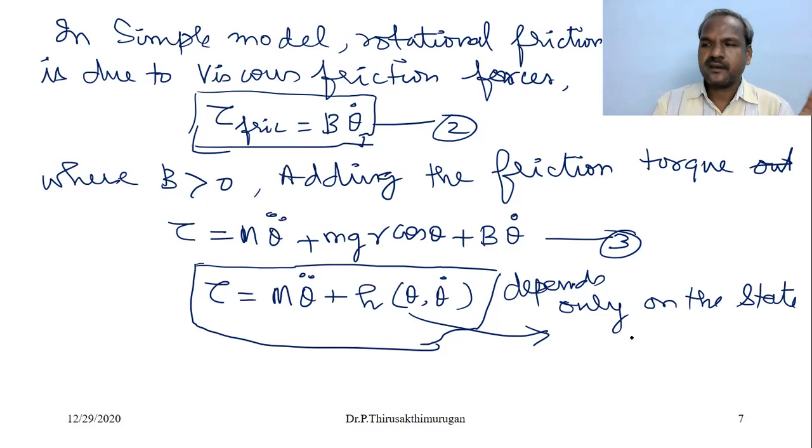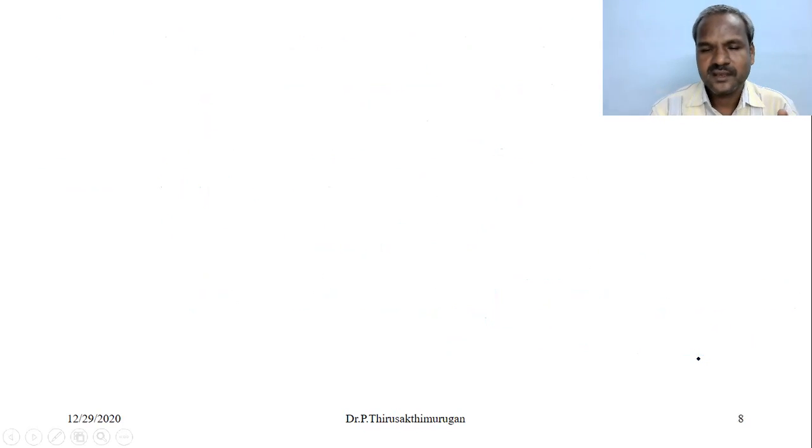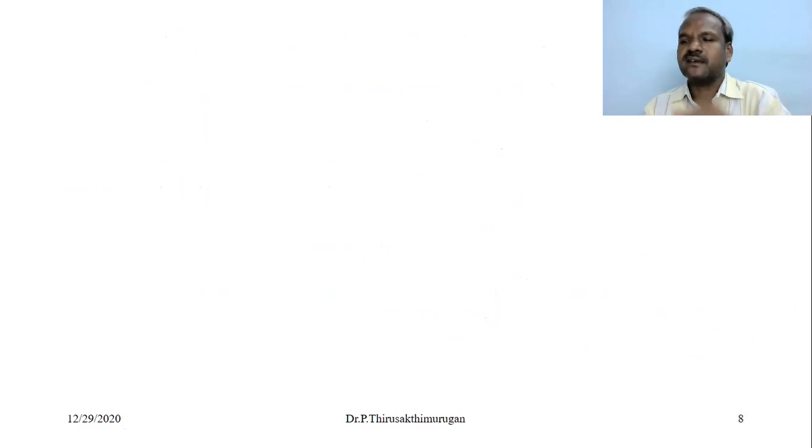It is independent of acceleration, okay. So it does not depend on acceleration. Clear? So for concreteness we can have some typical values, if you want to simulate these equations, so we can have better values.